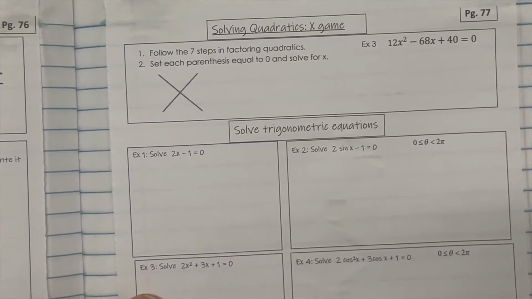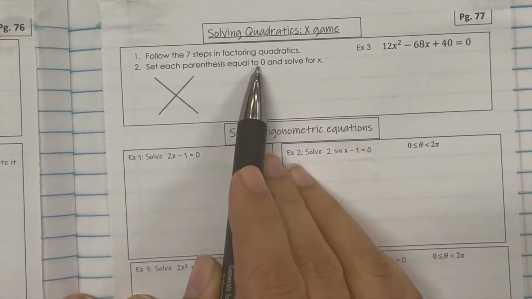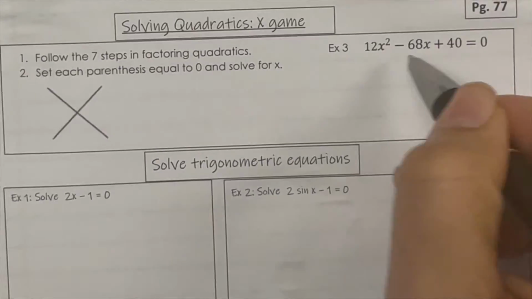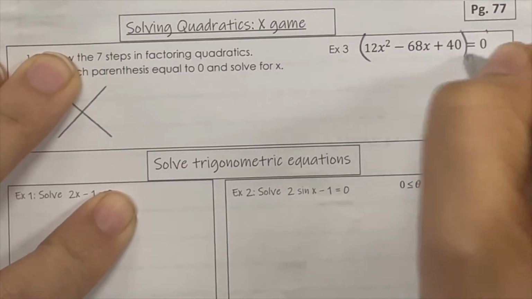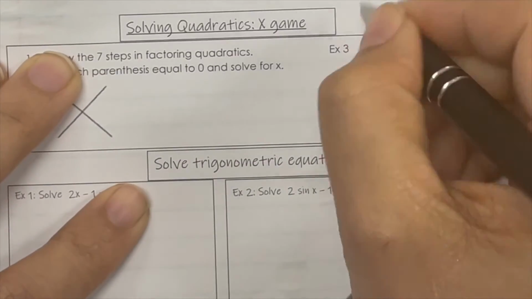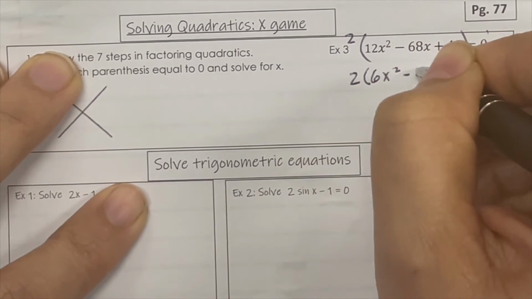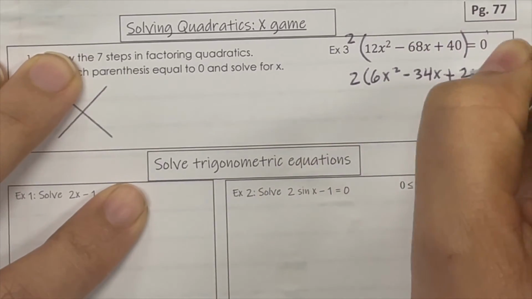So now we're going to take a look at solving. Solving is the same thing as factoring, only you set each parenthesis equal to 0. So again, the same process. Take out the GCF. I know these are all even numbers, so I'm going to take out 2. When I take out 2, what is left inside? 12 divided by 2 is 6, 68 divided by 2 is 34, 40 divided by 2 is 20.